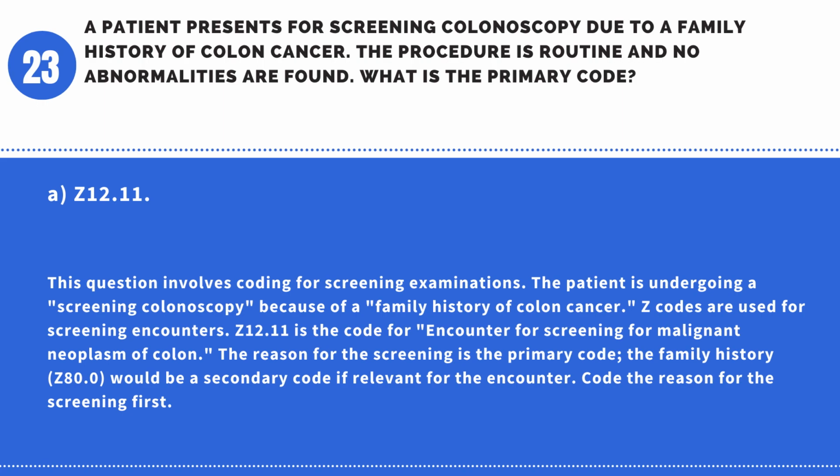This question involves coding for screening examinations. The patient is undergoing a screening colonoscopy because of a family history of colon cancer. Z codes are used for screening encounters. Z12.11 is the code for encounter for screening for malignant neoplasm of colon. The reason for the screening is the primary code. The family history, Z80.0, would be a secondary code if relevant for the encounter. Code the reason for the screening first.